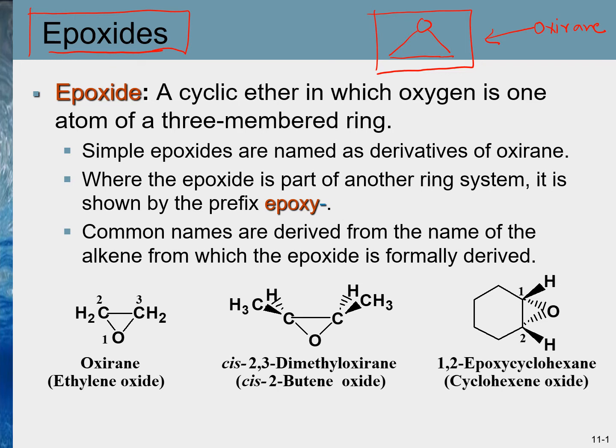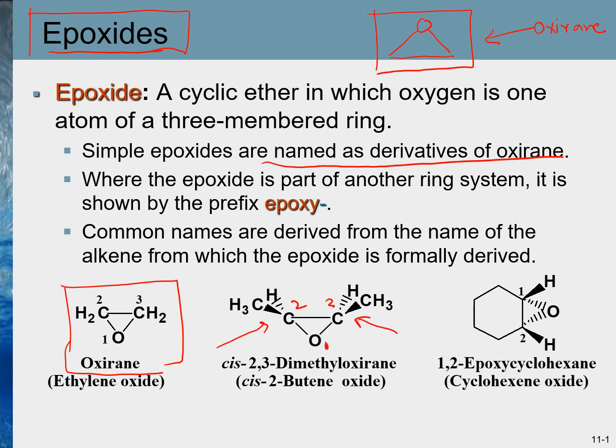Simple epoxides are named as derivatives of oxirane. For example, this is oxirane because there are no substituent groups present at number 2 and number 3 carbon. But in case we have substituents present at number 2 and number 3 carbon, we still name them as derivatives of oxirane. So in this case, the name is cis-2,3-dimethyloxirane because we know that number 1 is always given to the oxygen, and then number 2 and 3 will go to the carbon atoms.